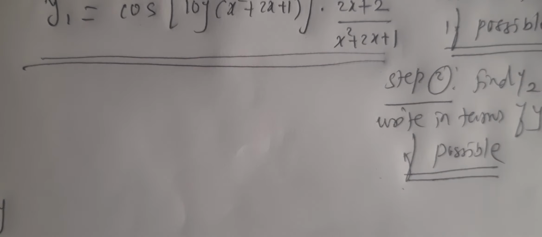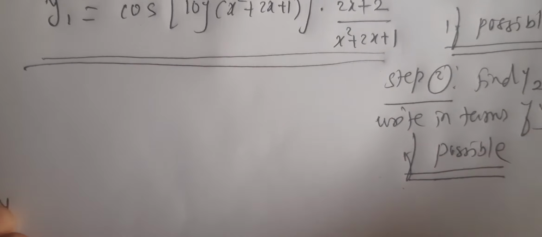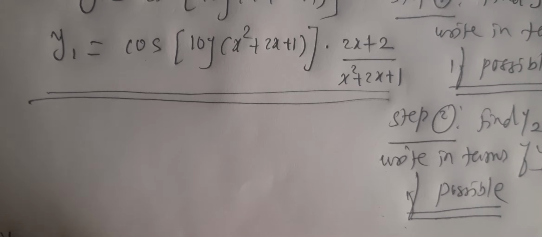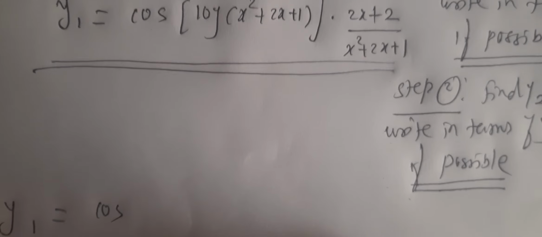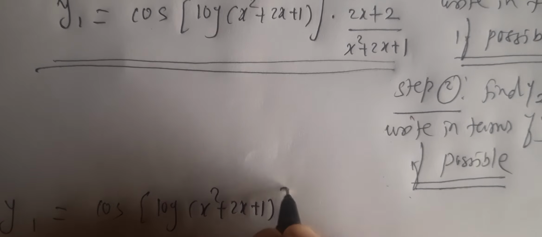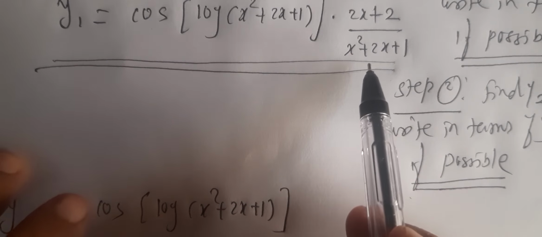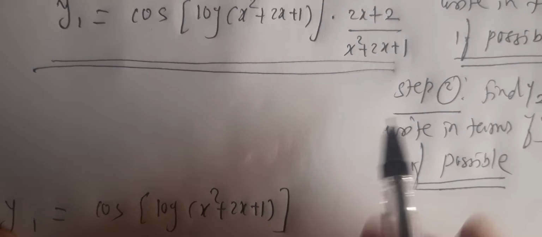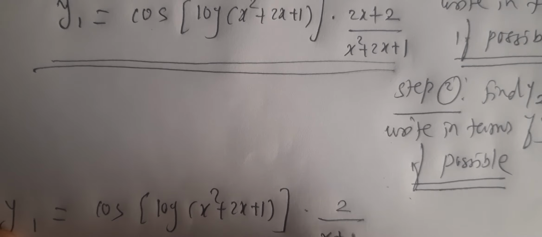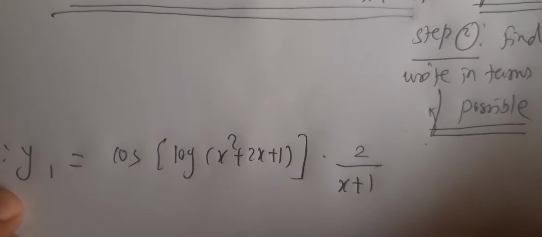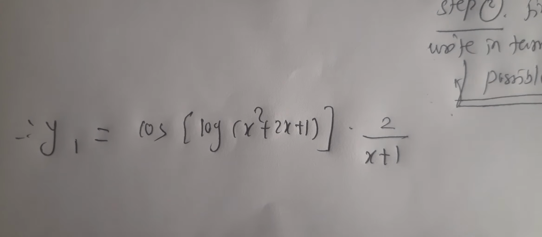Now I will go for the next step. I said the next step is find y2, which means we have to differentiate. Before differentiating, it's better if we simplify. So I have here cos of log of x square plus 2x plus 1. You can see here 2 is common and this is x plus 1 whole square. So one x plus 1 is cancelled. We are getting 2 upon x plus 1. This is our y1.